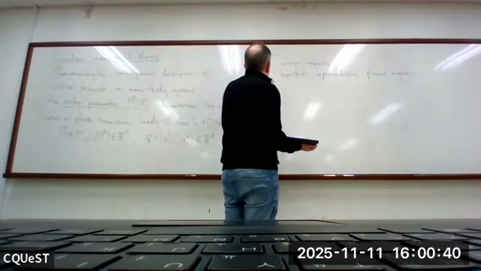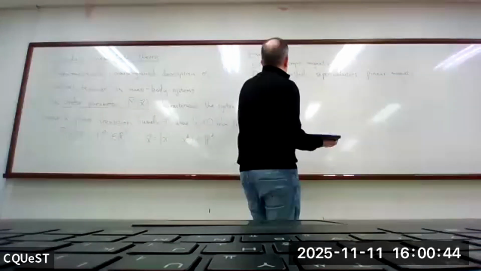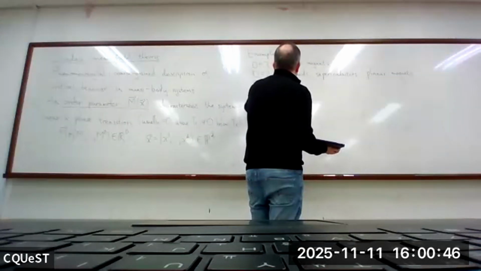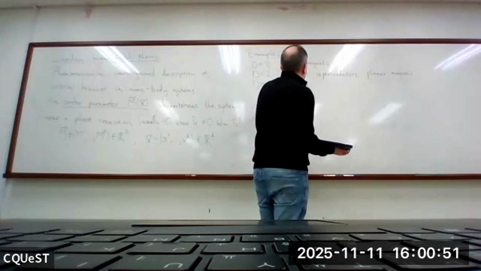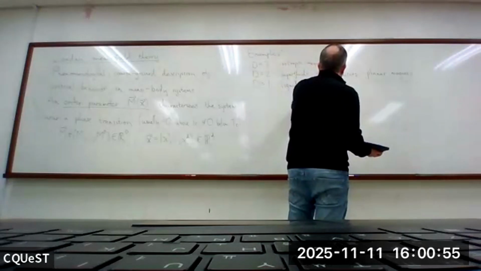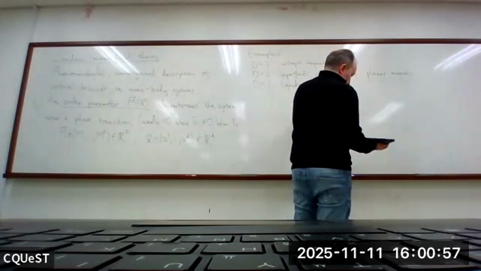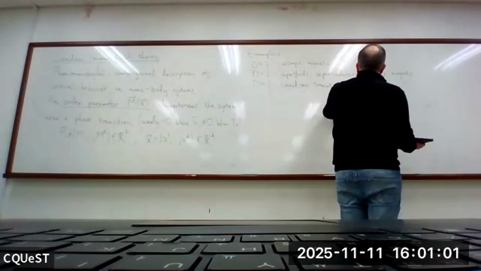And then also even D equals 1 can represent liquid gas transitions, and of course, uniaxial magnets.